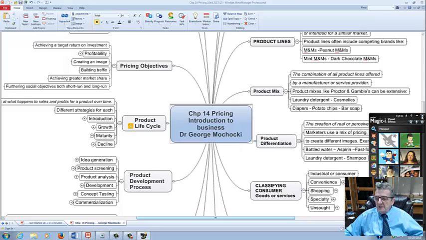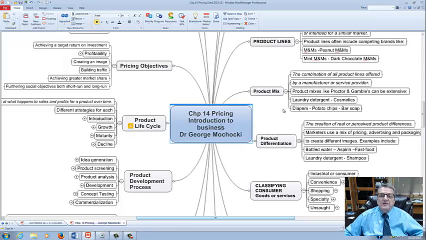Today we're going to be talking about pricing, chapter 14, within a series that you're taking with me for Introduction to Business, online or a face-to-face class, in conjunction with the Blackboard Course Management System. So I'm going to look at pricing. You're going to be doing a feasibility study for me on pricing.